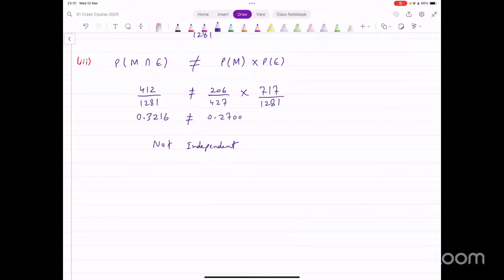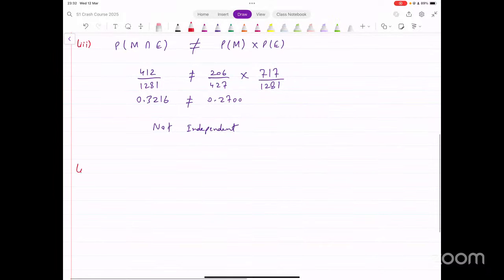That's the third part. That's the standard rule for independent events. If the probability of their intersection is equal to the product of their individual probabilities, then they're independent. If that's not the case, then they're not independent. All right, that was part 3.